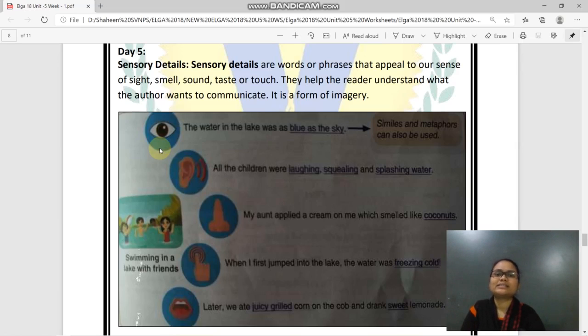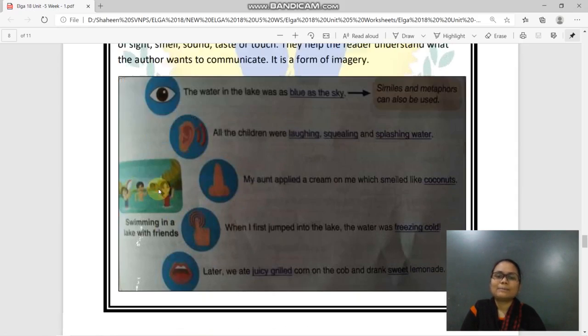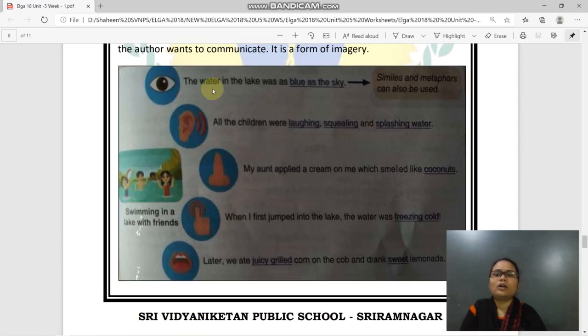So what are the senses? Yeah, good. Sight, smell, sound, taste or touch. Yes, it is a form of imagery. So here is an example, children. Let us go through it. The water in the lake was as blue as the sky.